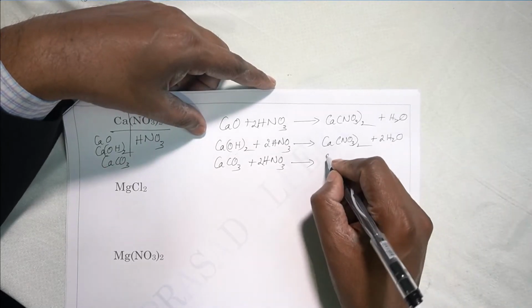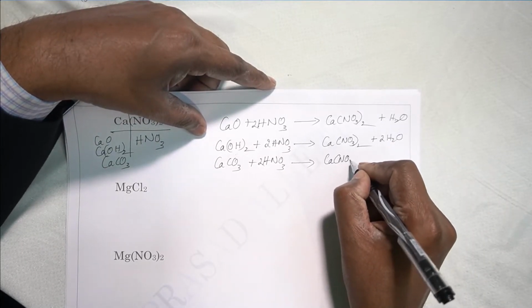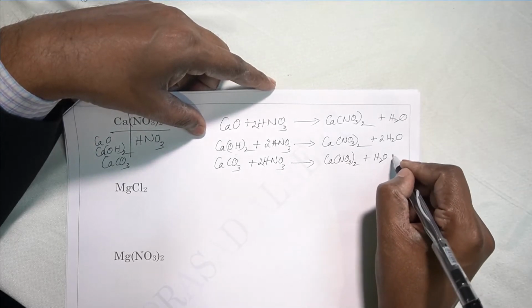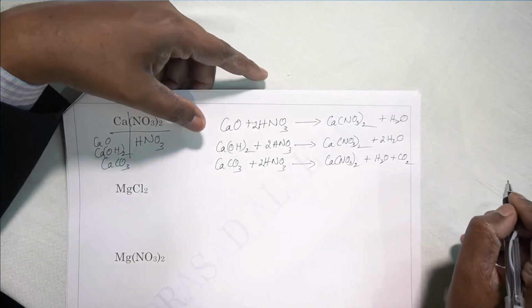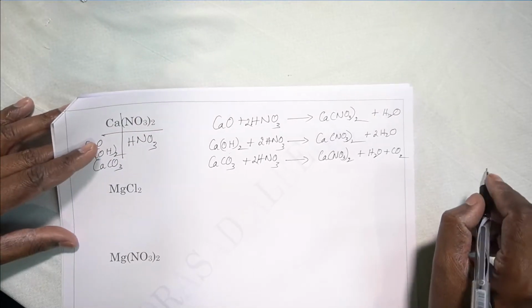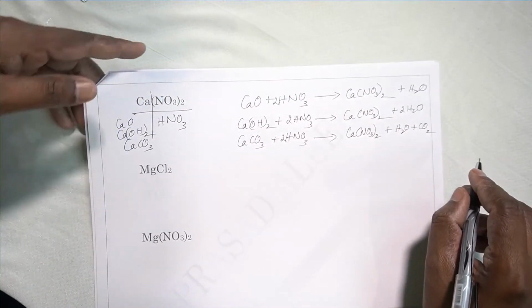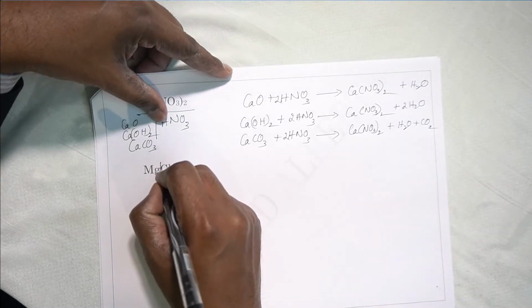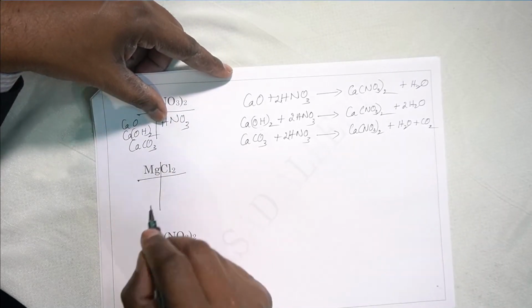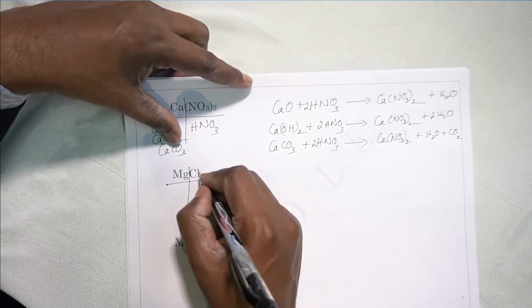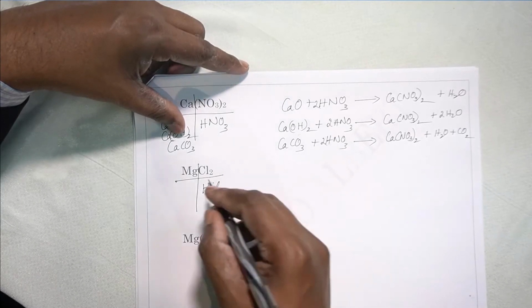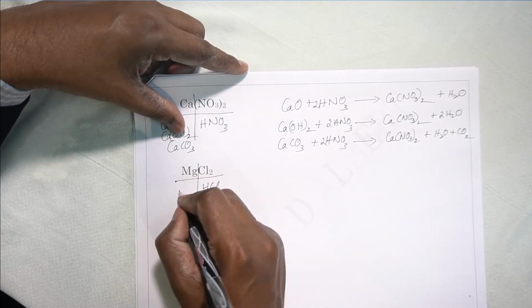So you have calcium nitrate, Ca(NO3)2, and water and carbon dioxide, because it's a carbonate plus acid. Now we have the next salt, called magnesium chloride. The chloride part will come from hydrochloric acid, HCl, and then we have the magnesium part.